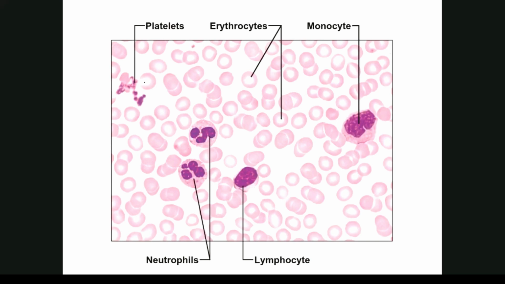So this is a rather pinkish picture, but you see your erythrocytes here, your monocyte, lymphocyte, neutrophil, platelets.